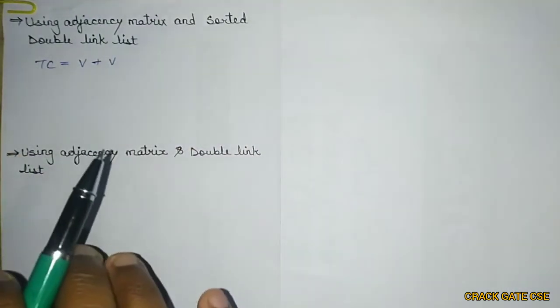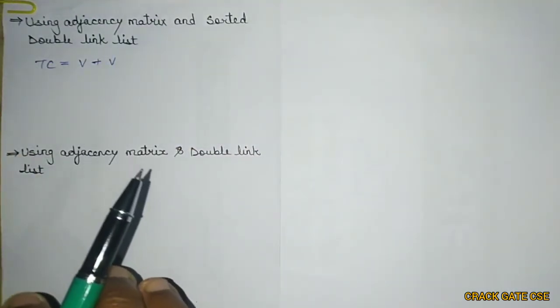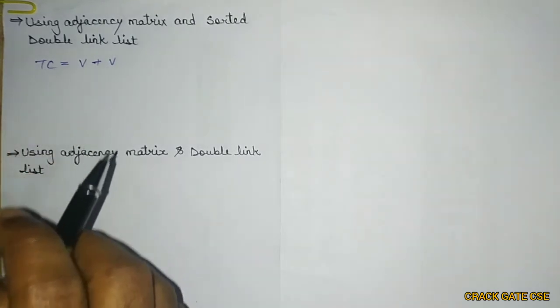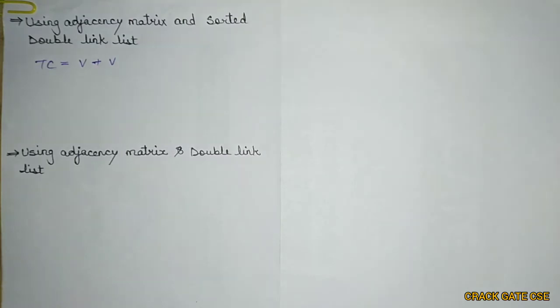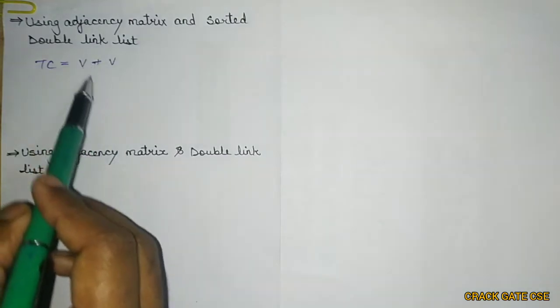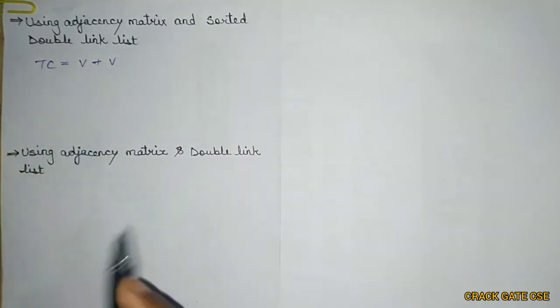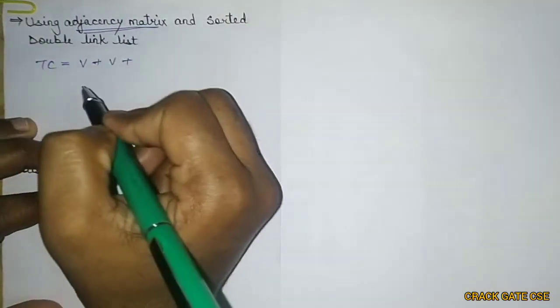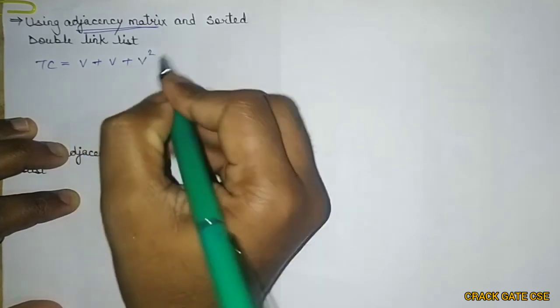How? Because it is a sorted double linked list, so we can easily take out the minimum value, right? Deleting the minimum vertex will take order of one time, and we have to perform it V times, that means it will be V. Now I have to find the adjacency using the adjacency matrix, so it will take V square time.